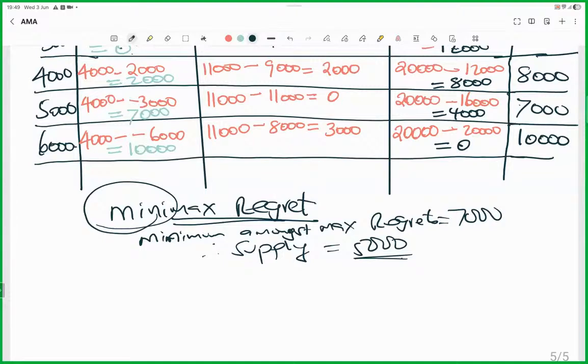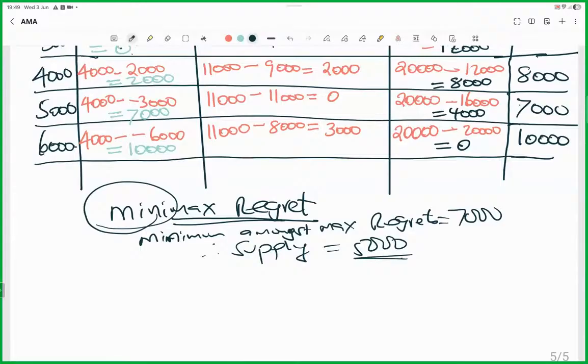Minimax regret. Here the most important thing is for you to know how to calculate the regrets. If you don't know how to calculate regrets, you get 0 for the entire question.